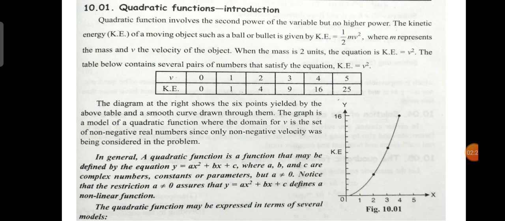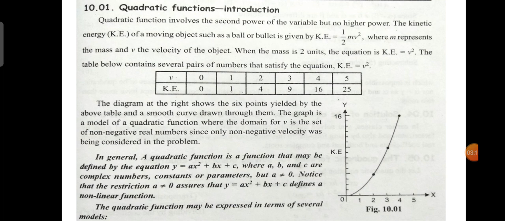That means it is a variable of second power, right? So K is equal to v square when the mass is 2. If we draw a graph of that kinetic energy, it will be as in figure 10.01. The velocity is on the x-axis and the kinetic energy on the y-axis, from 0 to 5. As the velocity increases, the kinetic energy increases. So that graph yields a smooth curve.